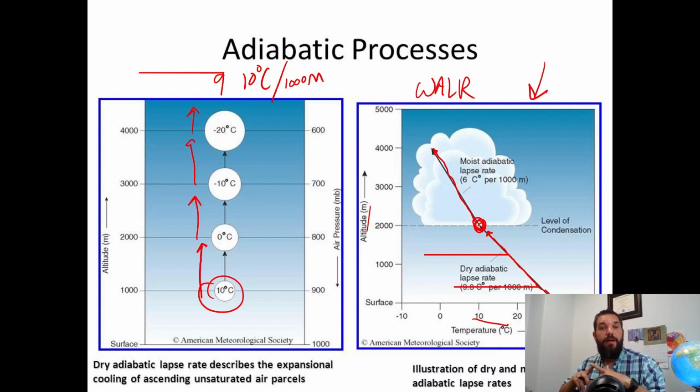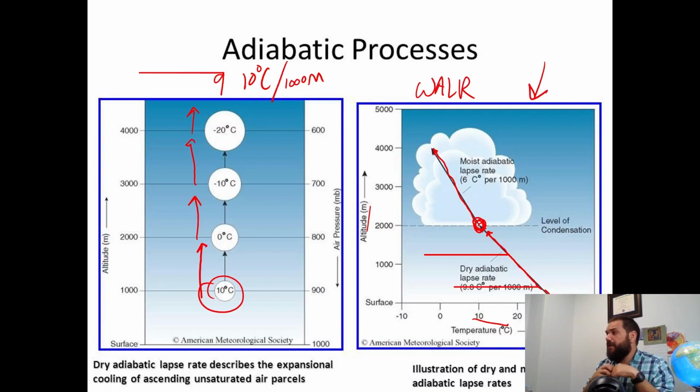And it's this. The wet adiabatic lapse rate, the rate of cooling, is offset by the release of latent heat of condensation. So as the water starts to condense, it releases latent heat, and that warms up the air while it's trying to cool adiabatically. So it offsets the cooling, and that lessens the rate of adiabatic cooling. So that's why there's a difference between wet and dry adiabatic lapse rates.